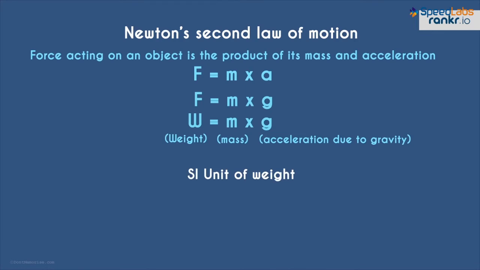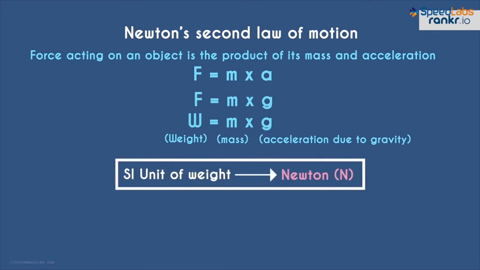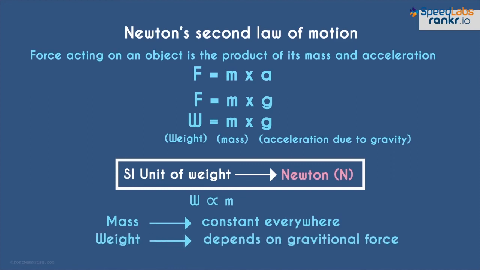Can you guess? It'll be the same as that of force. Newton. As the value of g at a particular place is constant, we can also say that the weight of the object is directly proportional to its mass. Here's the main takeaway from this video. The mass of an object remains constant everywhere, whereas its weight depends on the gravitational force at the location.